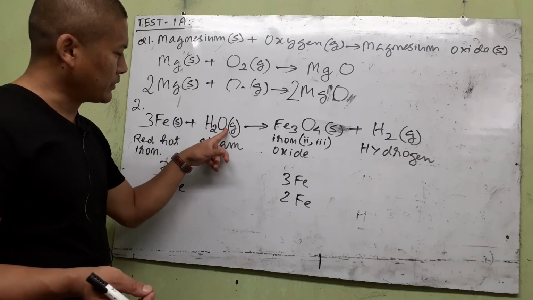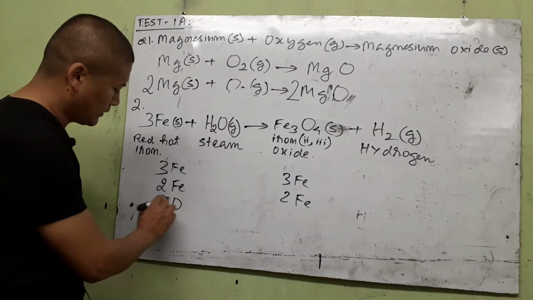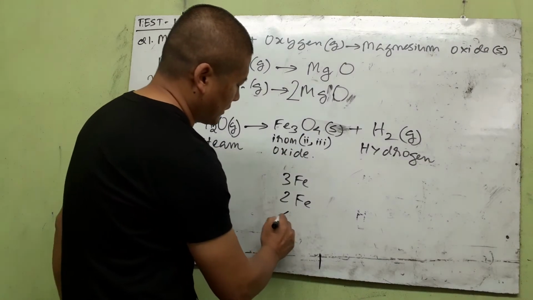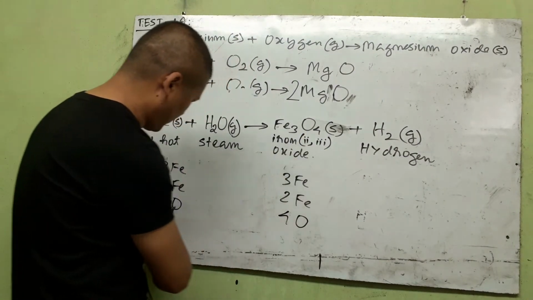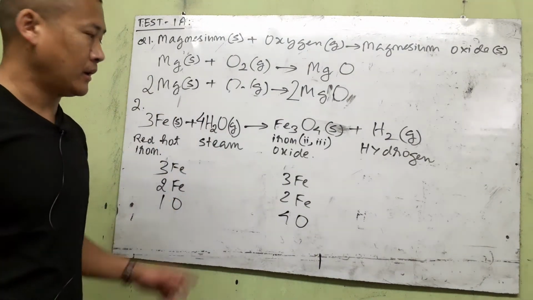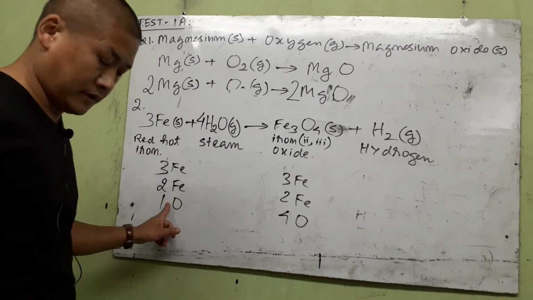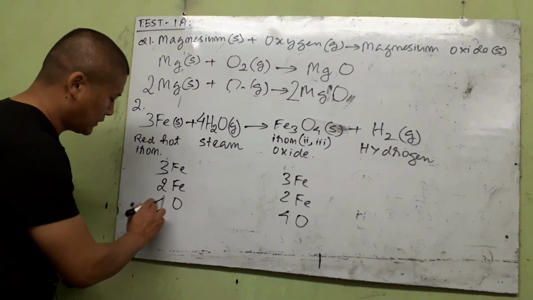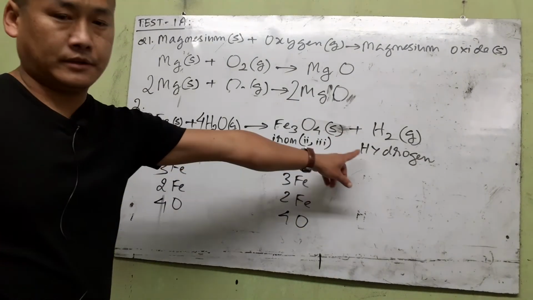So at the back no number means 1 oxygen atom on the left side, and here 4 oxygen atoms on the right side. So increase the 1 to 4 by putting 4 right in front, because we're not allowed to balance from the back. The 4 ones are 4 oxygen atoms now on the left side, which is exactly equal to 4 oxygen atoms on the right side.